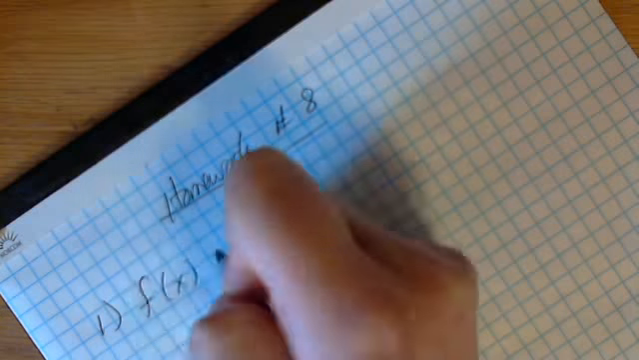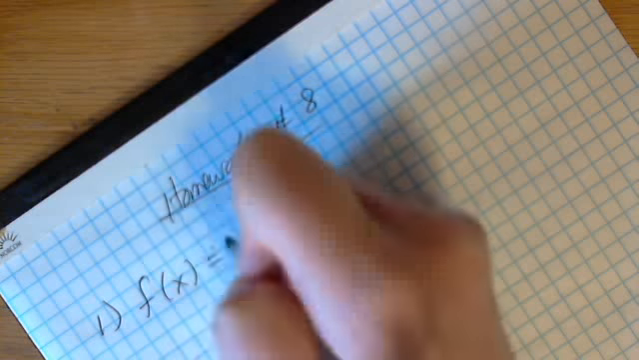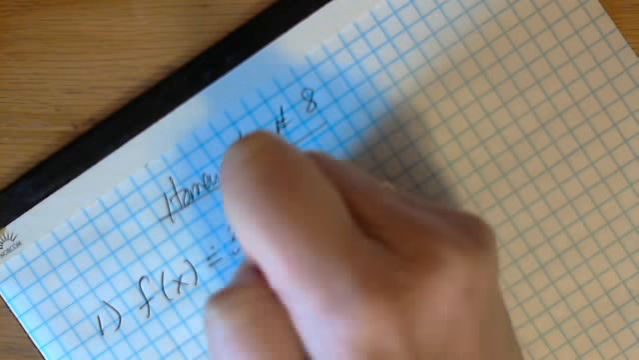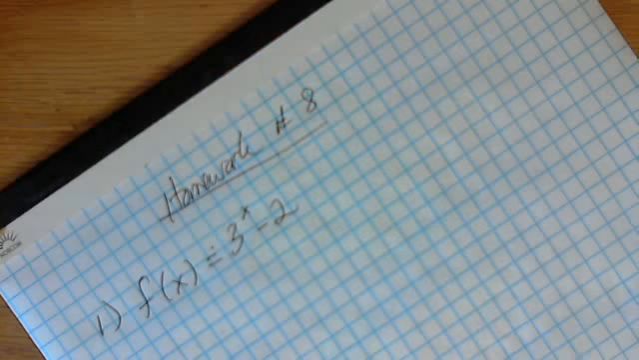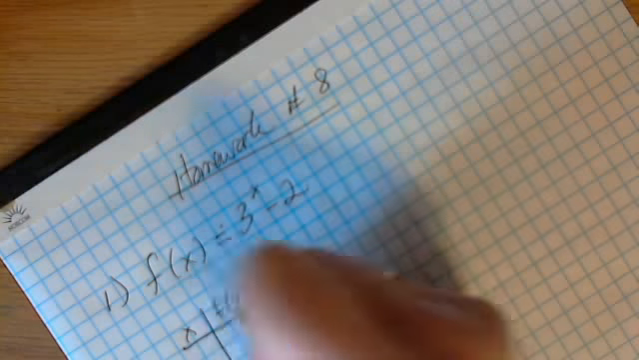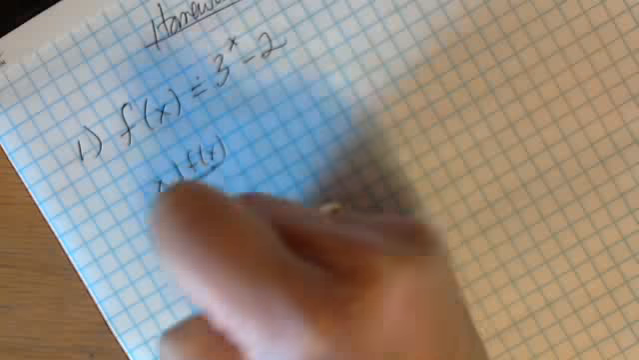This is homework number 8, problem 1, and we're graphing another exponential function. f(x) equals 3 to the x power, subtract 2. We're going to need a calculator for this one. We're going to do an input and output table, and as usual we're going to use values close to 0 to see what the function is doing near 0. And I'm going to show you how to calculate these values.